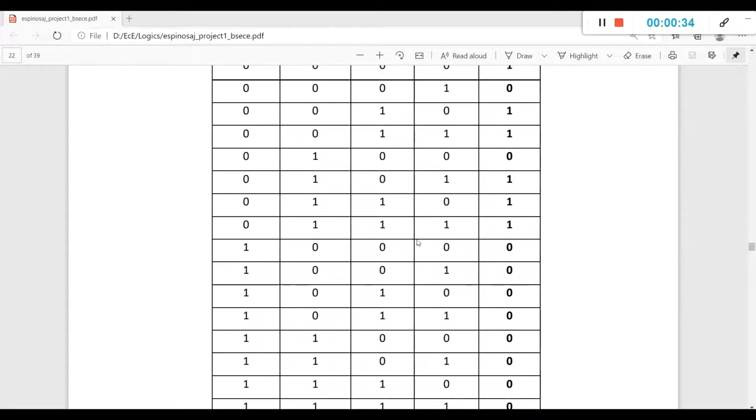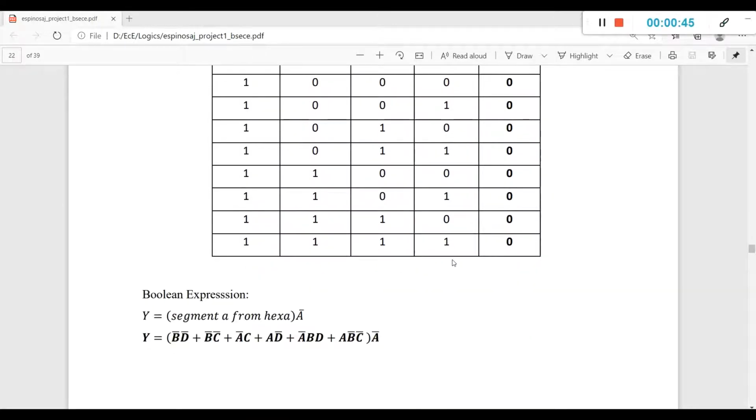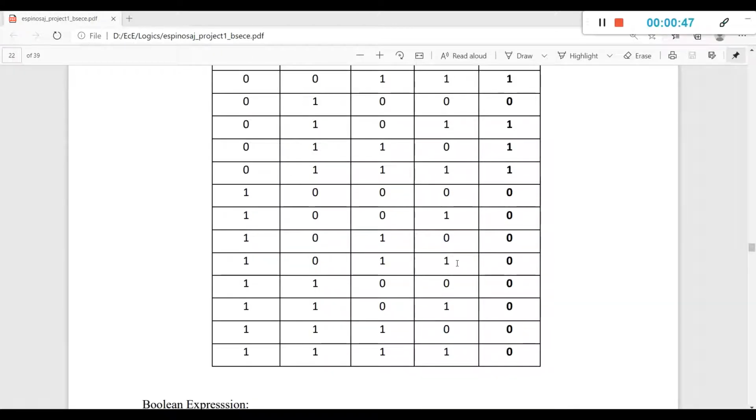As you can see over here, the input 1000, which equals 8, is more than 7, so the output will return 0 for the rest of the remaining inputs. So from 8 to 15, the segment will turn off.